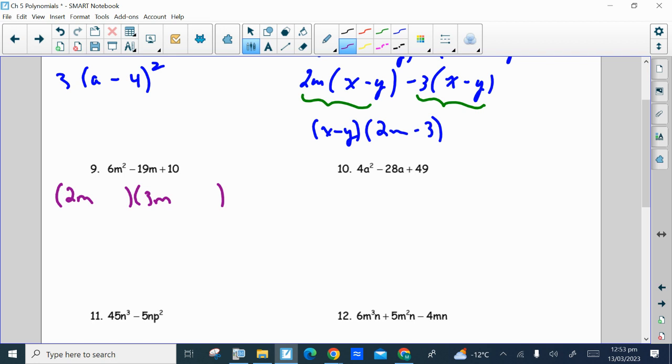The last terms have to multiply to get positive 10, so that could be 1 times 10 or 2 times 5. Again, I will start with the ones that are closest together, 2 and 5. However, I wouldn't put the 2 with the 2m. We talked about that before. If we put the 2 here with the 2m, there'd be a common factor of 2 amongst those two terms. But if there was, there would have been a common factor of 2 at the very beginning, and there wasn't. So the 5 must go with the 2m. The 2 must go with the 3m. Because they multiply to get positive 10, their signs have to be the same, and they add to get negative 19, which means they both have to be negative.